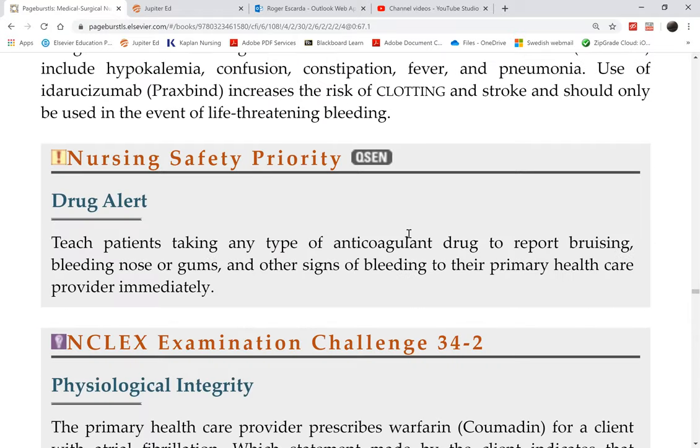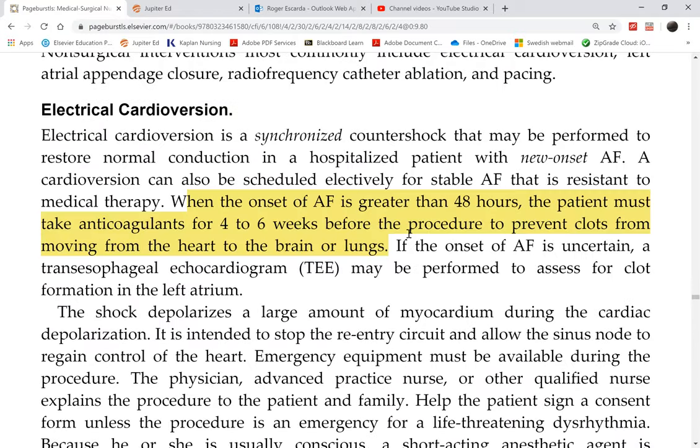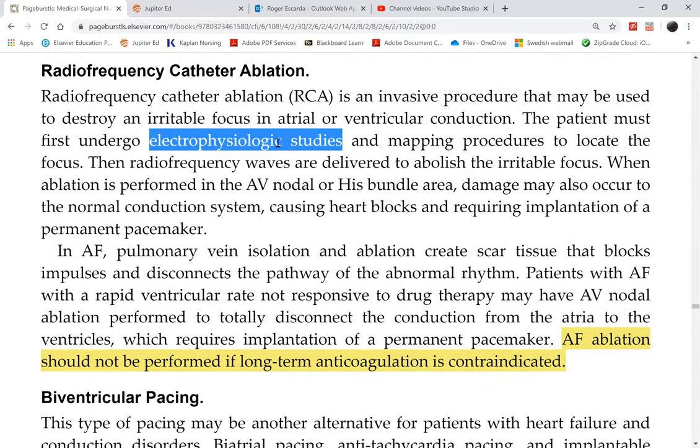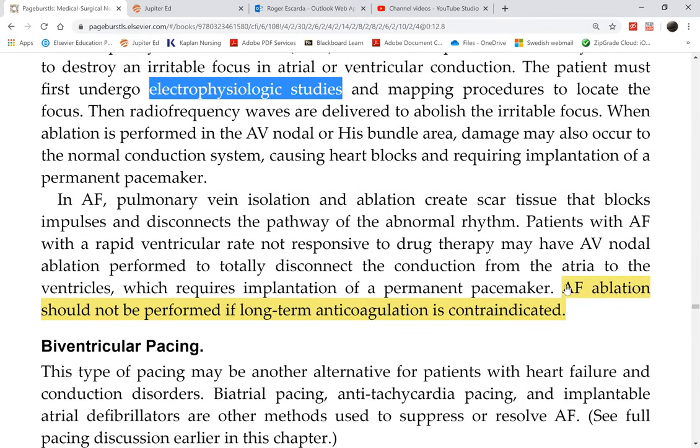So the doctor performs an EPS first, and then once they find them, they'll proceed with burning those areas. Once found, they will literally burn and destroy them, and hopefully it will stop those F waves from being formed, and the patient goes back to normal sinus rhythm. Here's one warning: ablation cannot be done if long-term anticoagulation is contraindicated.